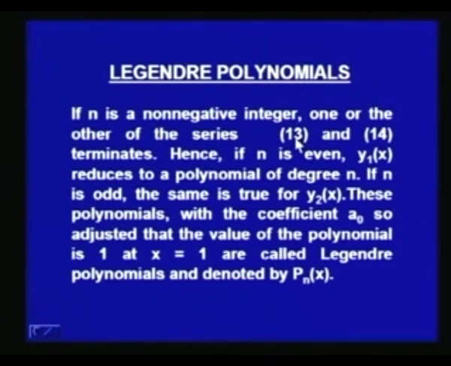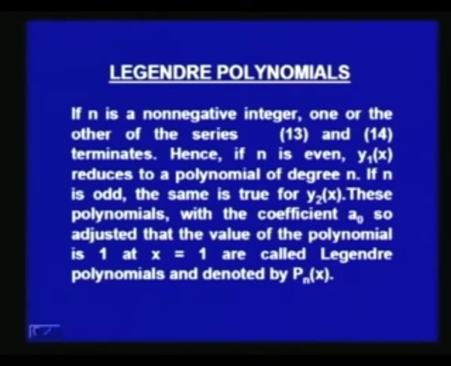Now, let us assume that n is a non-negative integer in the Legendre's equation. If we make this assumption, then one of the two series, that is 13 or 14, will terminate. In 13, if n is even, it will terminate, and y1(x) will reduce to a polynomial of degree n. If n is an odd integer, then the series that occurs in the function y2(x) will terminate and will again give us a polynomial of degree n.